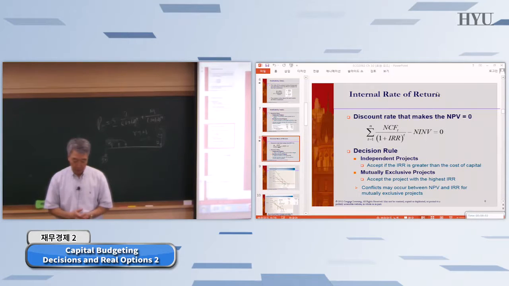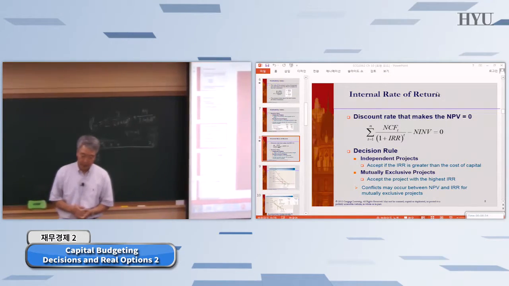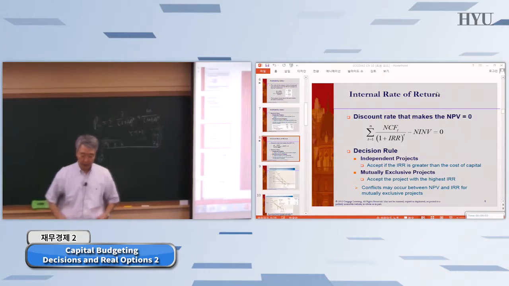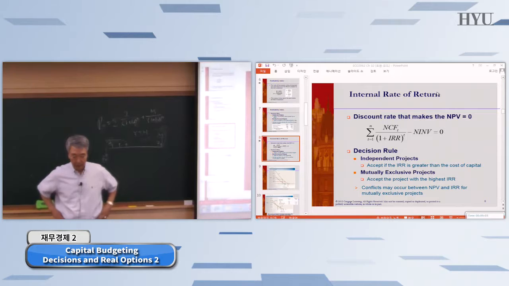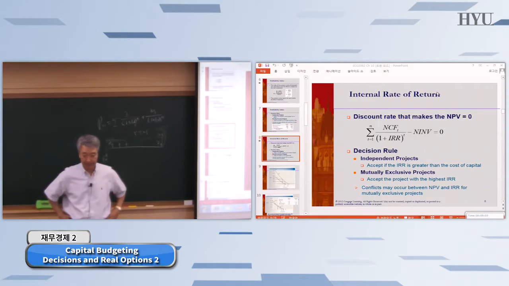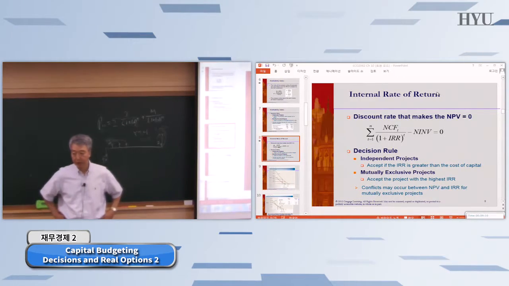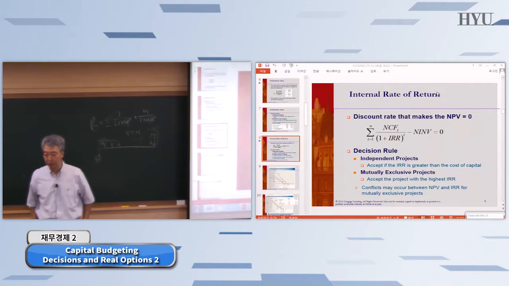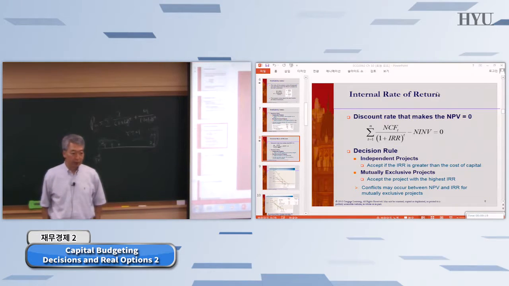All right, so once you calculate the internal rate of return, if you are dealing with independent projects, then just accept all the projects whose IRR is greater than the cost of capital. In other words, your internal rate of return is basically the rate of return on your investment, right? So as long as the rate of return exceeds the cost of capital, it's worthwhile.